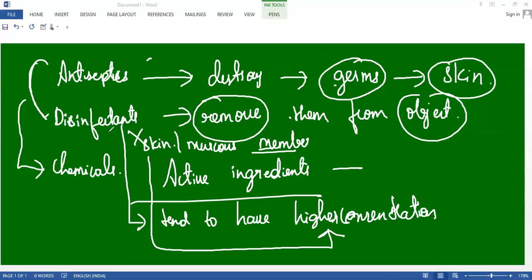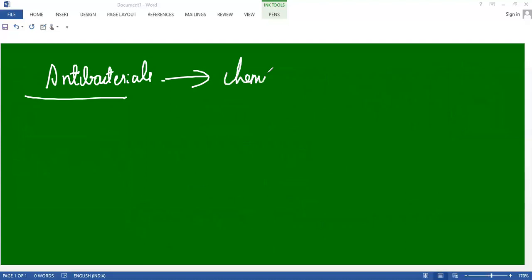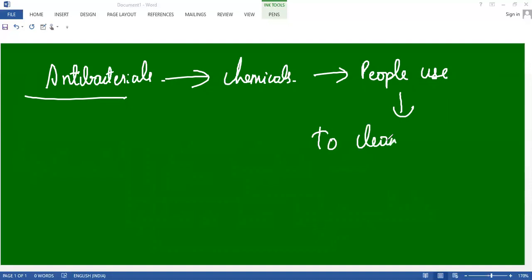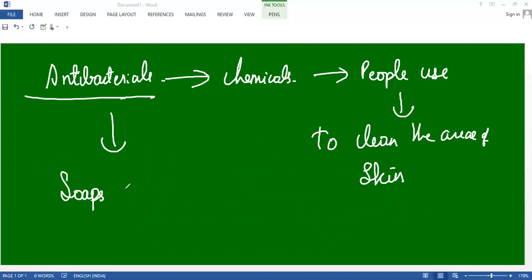So now let us know the other difference, the antibacterial. As I also said, disinfectants are also referred to as antibacterials. Now let us know what an antibacterial is. By the name itself, antibacterials are chemicals. People use this to clean areas of the skin. I can give the example of soap and spray, which contain the antibacterial.